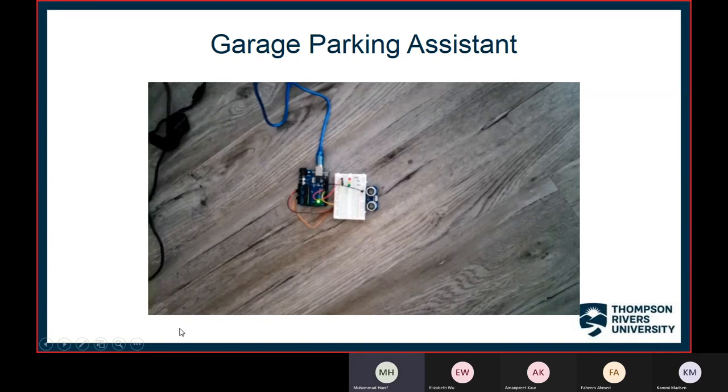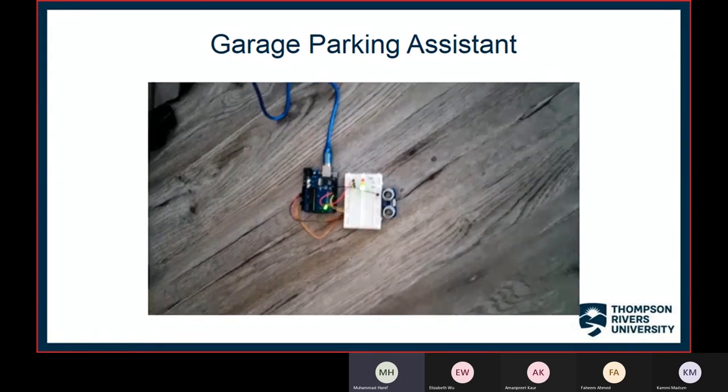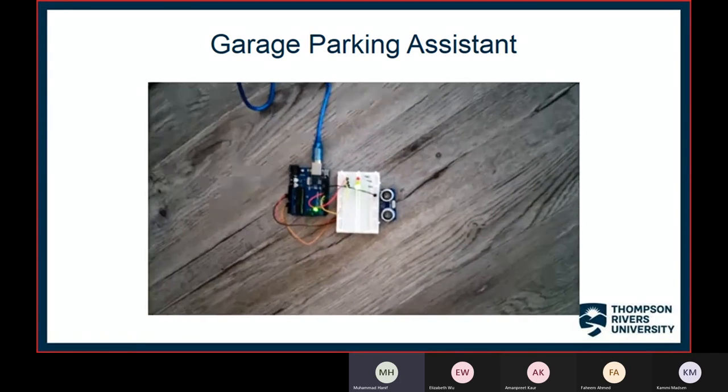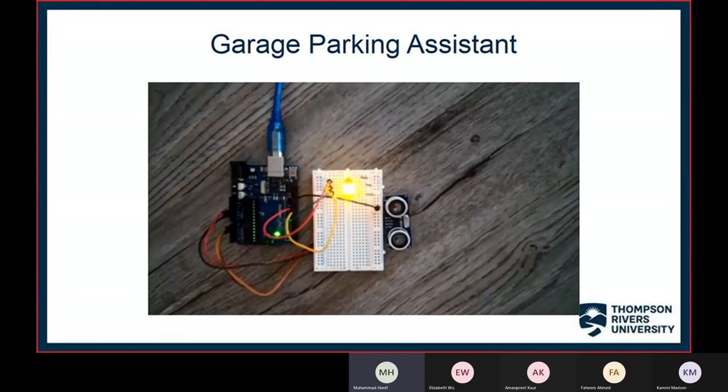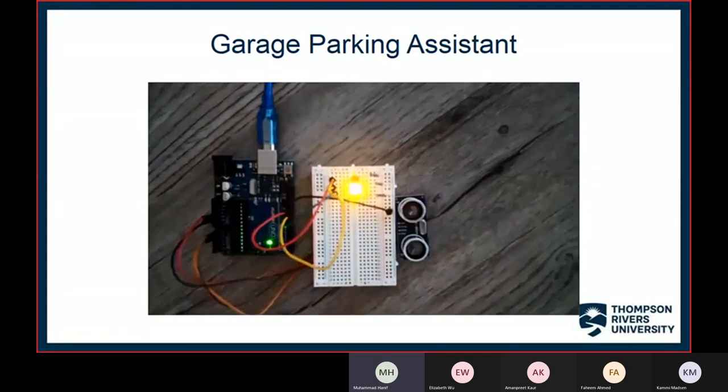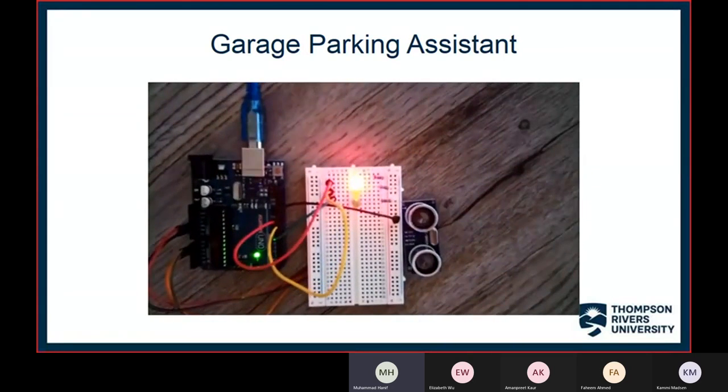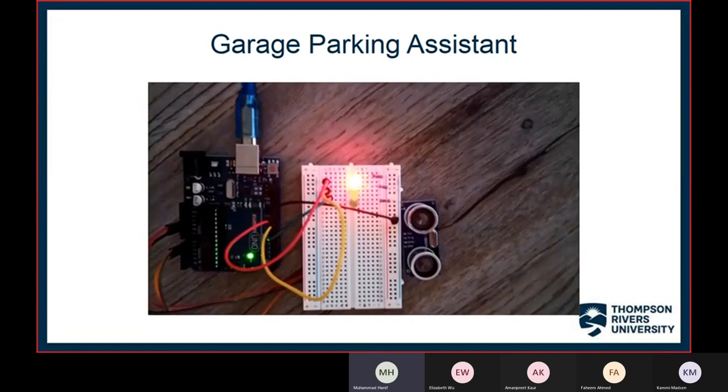So I'm moving forward. You see the green LED has turned on. And then as I move closer, the yellow LED turns on. And as soon as I move very close, the red LED has turned on. It means that I have to stop here because the car has reached the perfect spot.